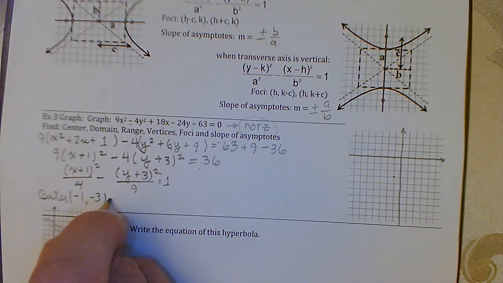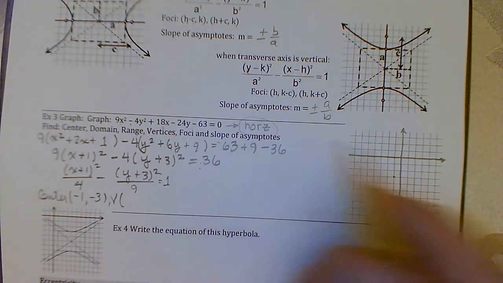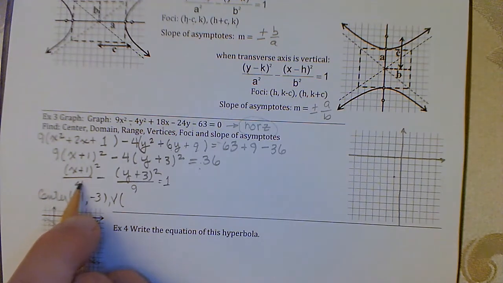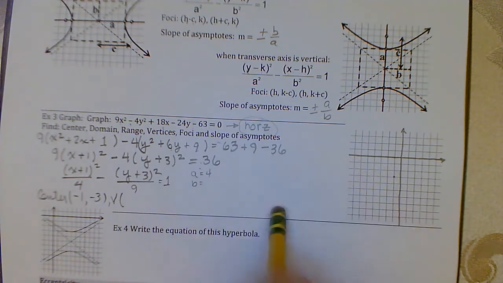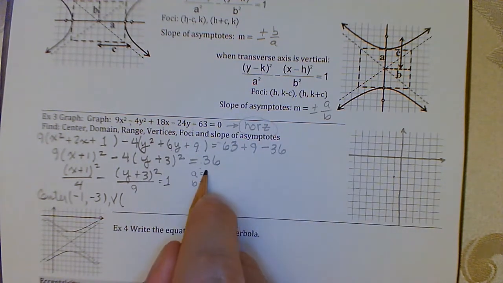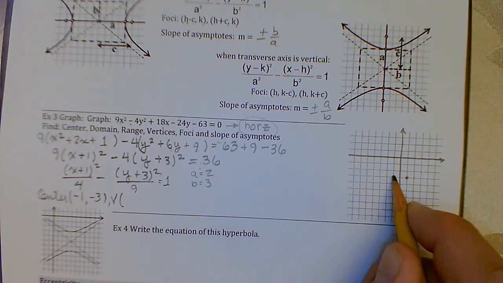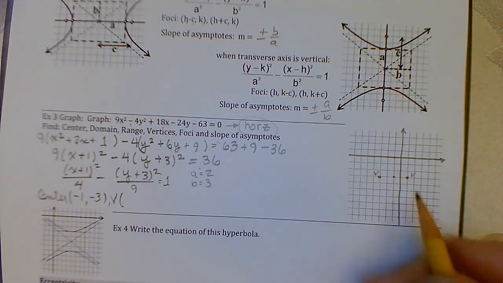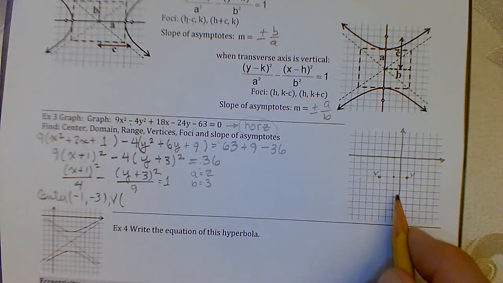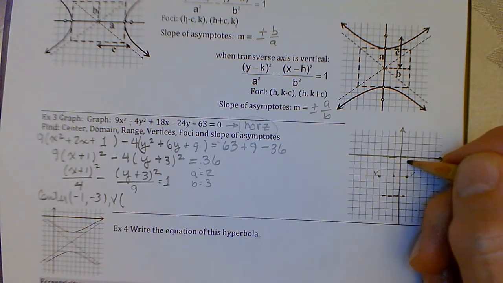So let's find the vertices next. This one's horizontal, so I go A over. So this is always our A. In this case, A squared equals 4, A equals 2, B equals 3. So here is my vertex, 2 over from the center, 2 over from my center. So that's my vertex and my vertex. And then I go down 3 from the center, 1, 2, 3, and I start drawing my box. I go up 3. This one's going to be right on the x-axis. It's going to be a little harder to see.